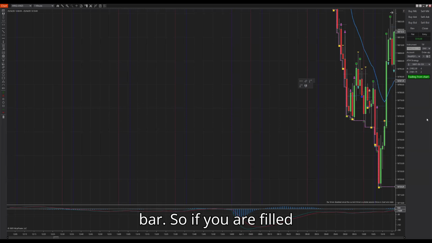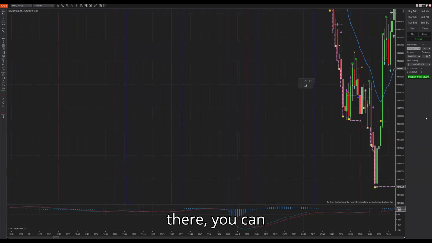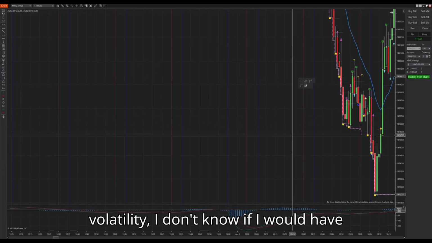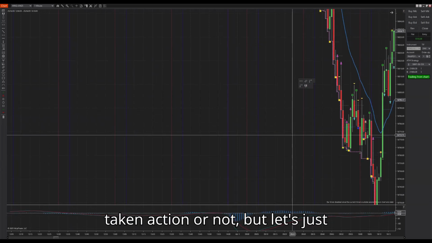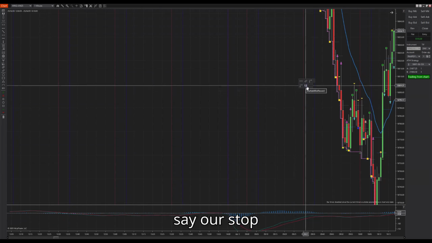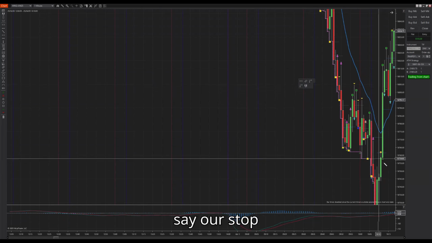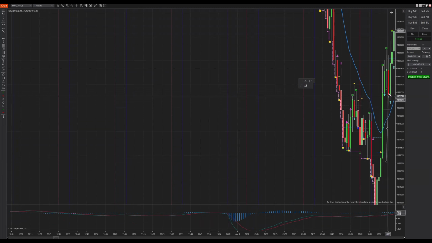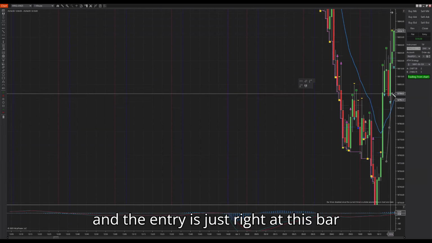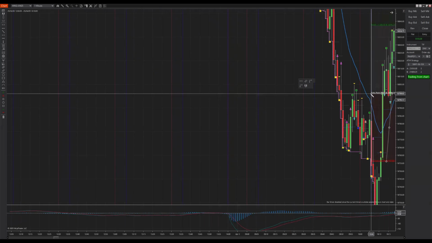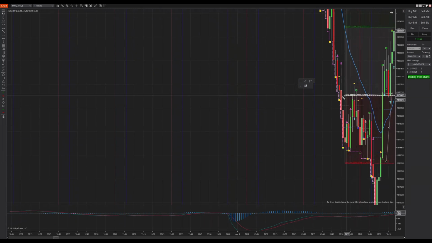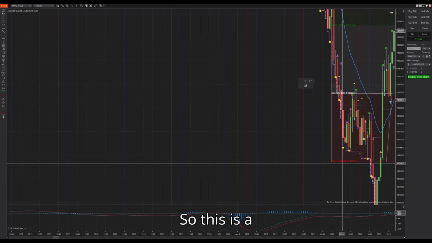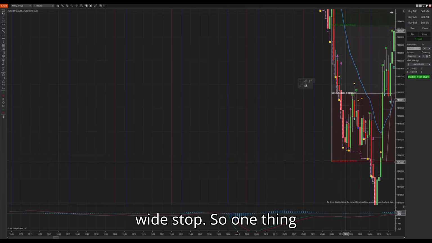So if you are filled there, you can get the... so under such volatility, I don't know if I would have taken action or not, but let's just say our stop is below this bar and the entry is just right at this bar there. So this is a wide stop.